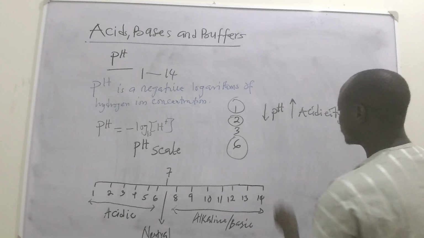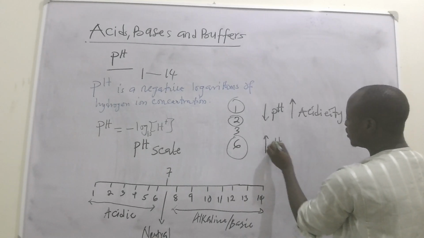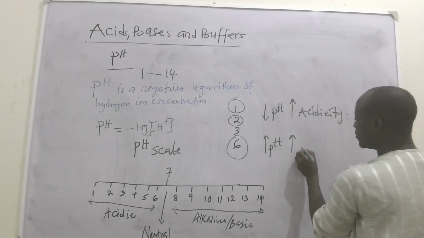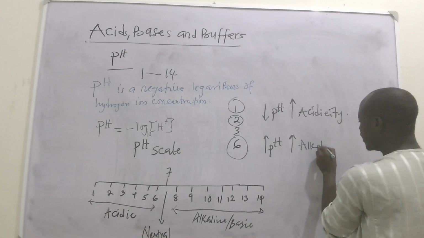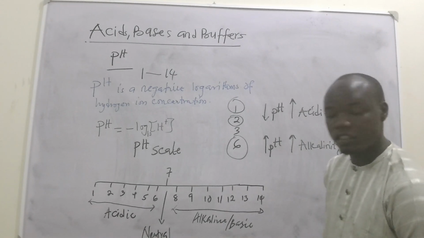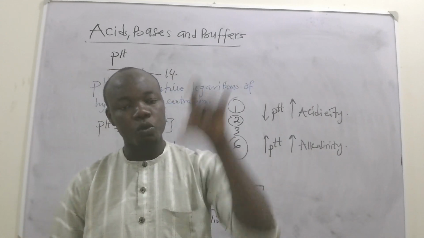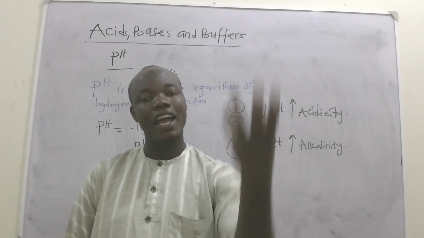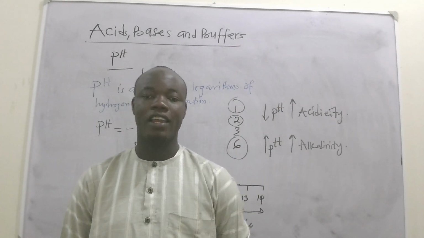And inversely, the higher the pH, the higher the basicity, or the higher the alkalinity. So it means that in the case of acid substances, the lower their pH, the higher their acidity, and the higher the pH in the case of alkali, the higher the alkalinity.